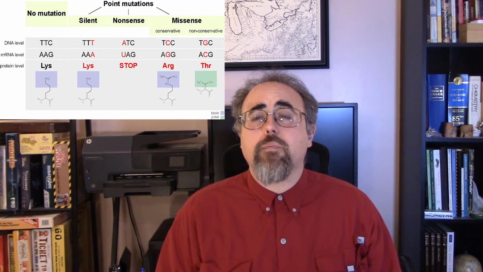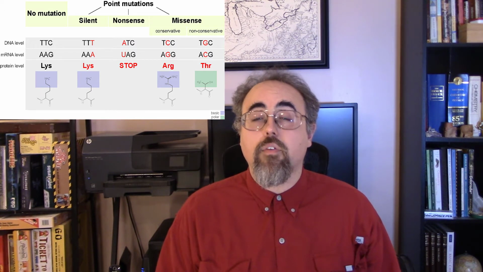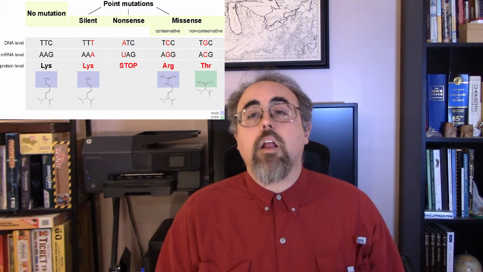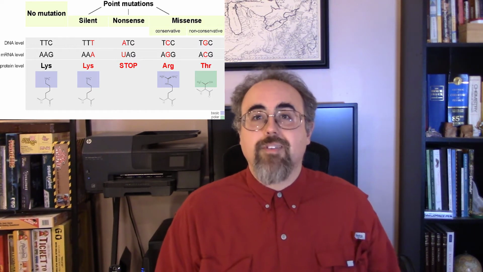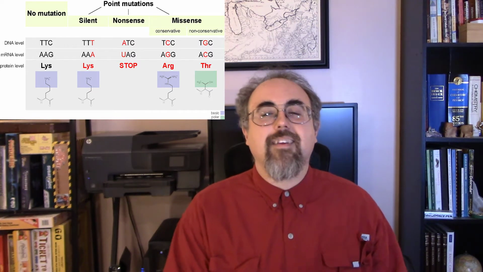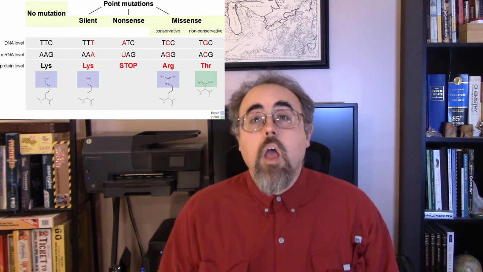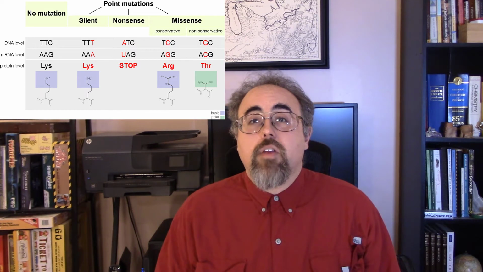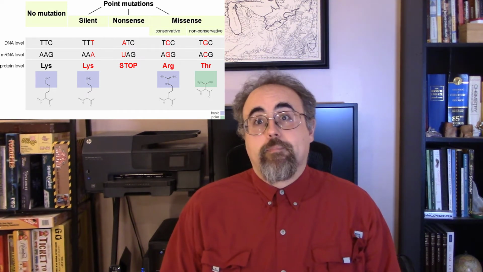A silent mutation is one where, while the base is switched, so you've got a different codon, it happens to be recognized by either the same tRNA, because some tRNAs can recognize multiple codons, or by a tRNA that has the same amino acid on it, because, once again, multiple codons can code for the same amino acid one way or another. This is what's called a silent mutation. Yes, you have changed the genetic code. Did it matter? No, not at all.